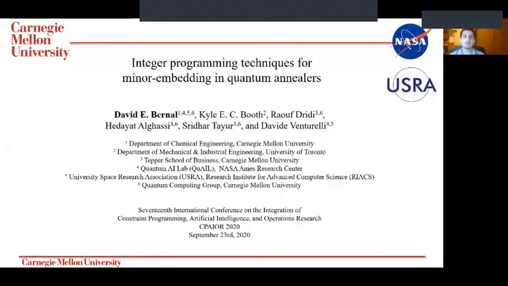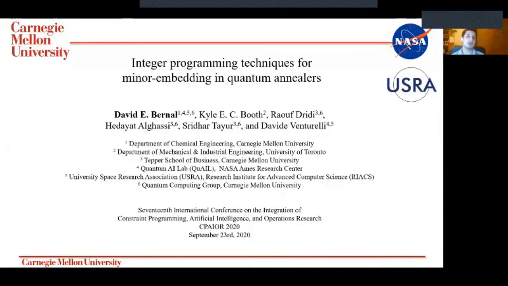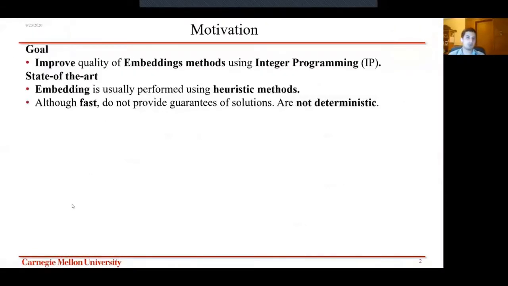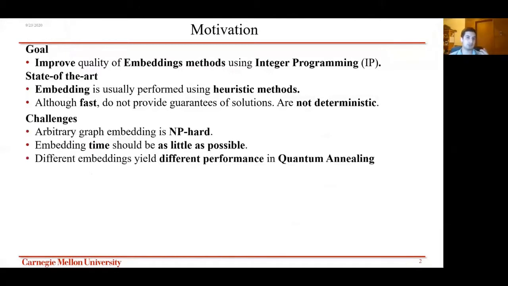Hello, my name is David Bernal, and together with Kyle Booth, Raouf Dridi, Hedayat Alghassi, Sridhar Tayur, and Davide Venturelli, we want to present our work on integer programming techniques for minor embedding in quantum annealers from Carnegie Mellon University and NASA USRA. Our goal here is to improve the quality of embedding methods using integer programming. The state of the art currently deals with heuristic methods, which are fast, but they don't provide guarantees of solution quality and are not deterministic. The challenge here is that we're dealing with an NP-hard problem.